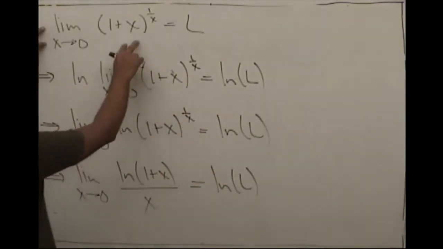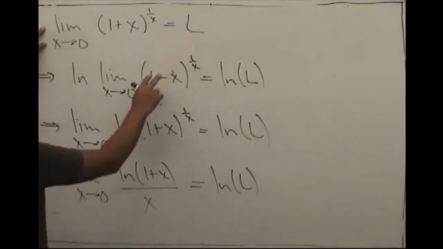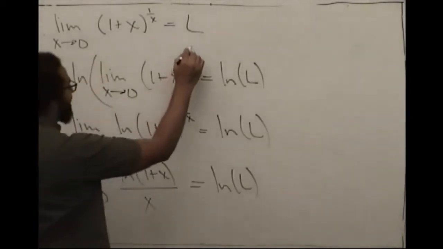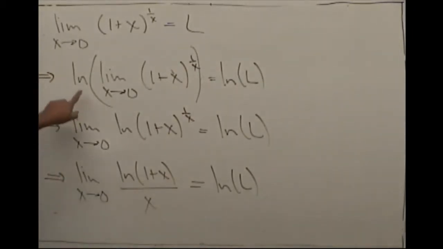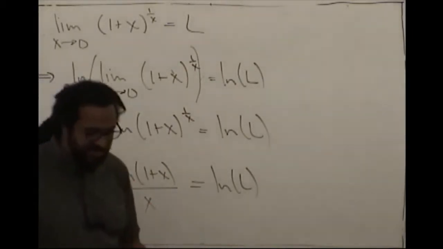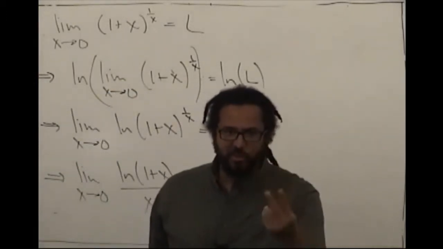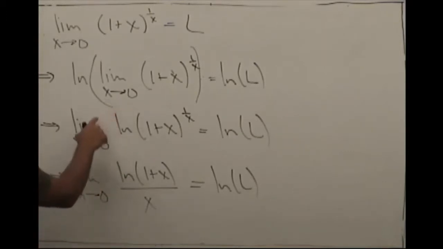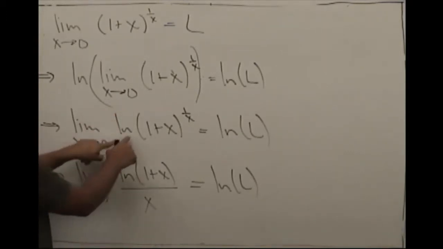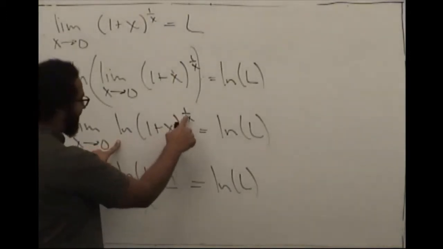So I want to compute this limit, which I'll call L. To do that, I'm going to take the natural log of both sides. So the natural log of the left-hand side is equal to the natural log of the right-hand side. Now remember, the natural log function is continuous, and that means I'm allowed to switch the natural log function and the limit operation. So the log of the limit is the same thing as the limit of the log. Right now this is the limit as x approaches 0 of natural log of (1 plus x) to the 1 over x. That's equal to the natural log of L.